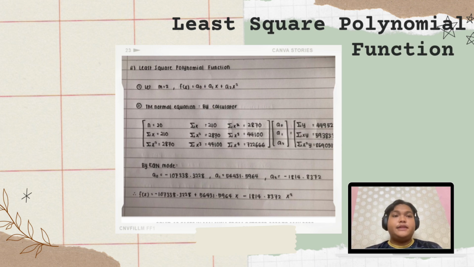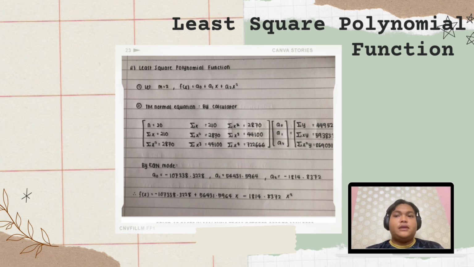So we're moving to the next least square, which is polynomial functions. First, we let the degree be 2, so we will get m equals 2, and the function equals a0 plus a1x plus a2x square. And next we will find the normal equation, and by calculator, we will get the n, the summation of x, the summation of x square, the summation of x cubed, the summation of x to the power of 4, the summation of y, the summation of xy, and the summation of x square y.